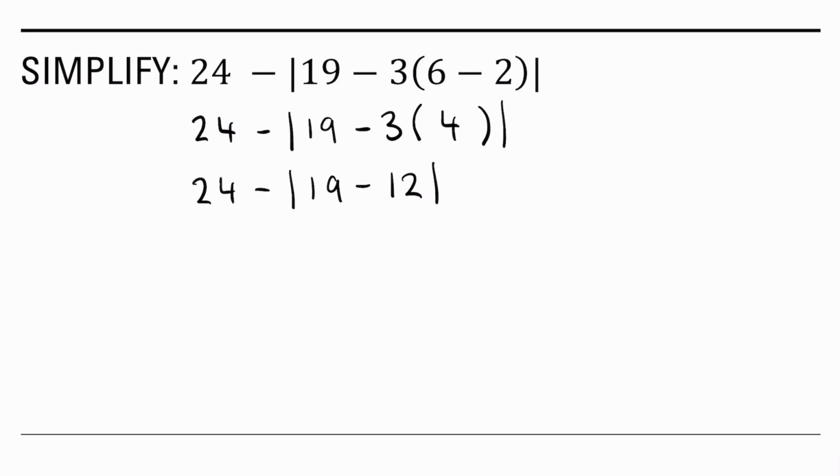Now we can calculate the 19 minus 12 inside our absolute value. And we end up with the absolute value of 7. Now our absolute value of 7 is just 7, which means 24 minus 7. And 24 minus 7 will be 17. And so ultimately this big expression above with absolute values and parentheses all evaluates down to 17.